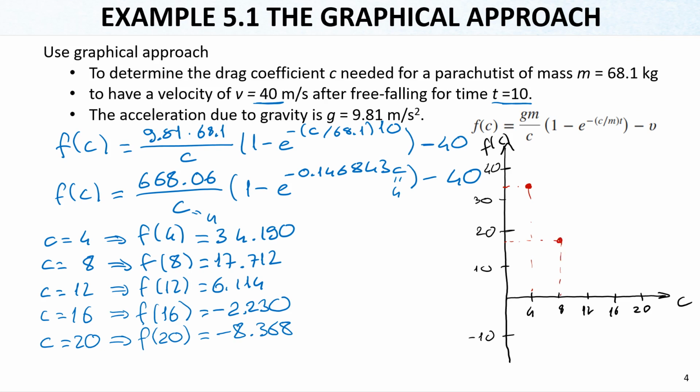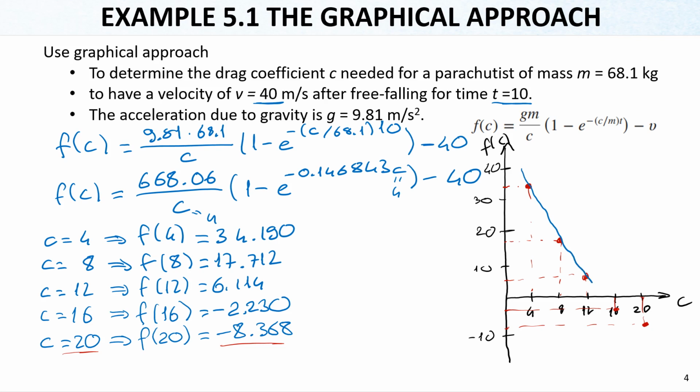For 12, it's 6. And for 16, it's minus 2. And finally for 20, it's minus 8, somewhere here. Like this. And if I combine these, there is a somehow parabolic curve, you can see.